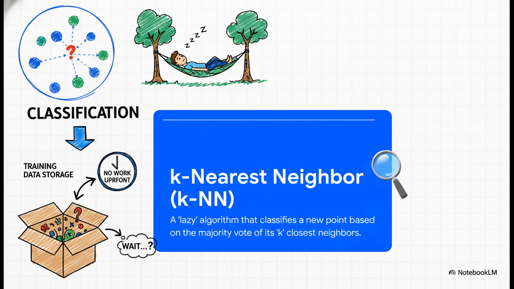And one of the simplest, most intuitive tools for it is something called the k-nearest neighbors algorithm, or KNN for short. Now, what's really cool about KNN is that it's known as a lazy algorithm. And why is that? Well, because it does literally no work up front. It doesn't build some complex model or anything. It just stores all the data and basically chills out until it's time to make a prediction.